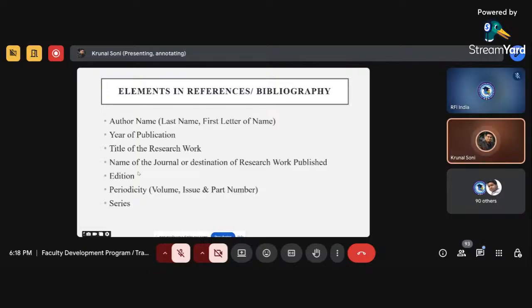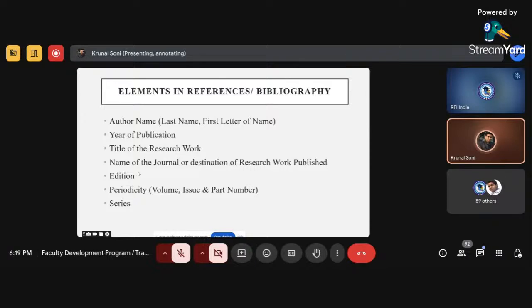So you'll always find the name of authors in terms of last name and first name, then year of publication in which it has published a paper, title of the research work, we need to work out on the title of the research. Then we also need to see the name of journals where it has been published, right? Editions, in which edition this particular research work is going to be published. So volume and issue number.